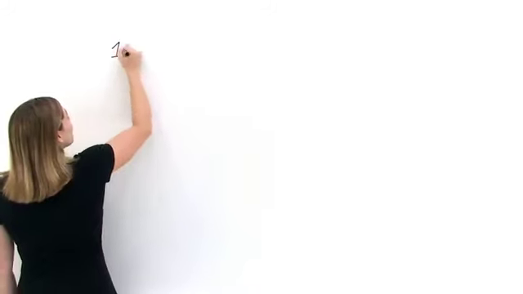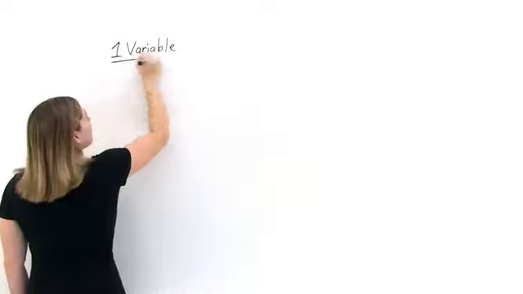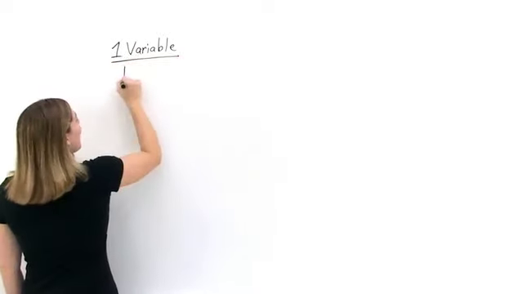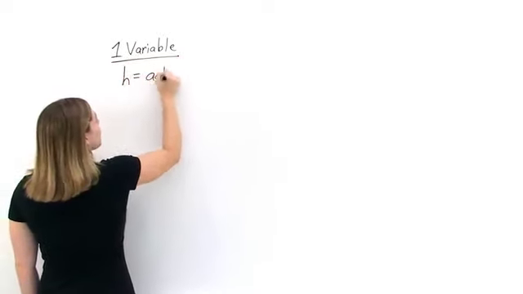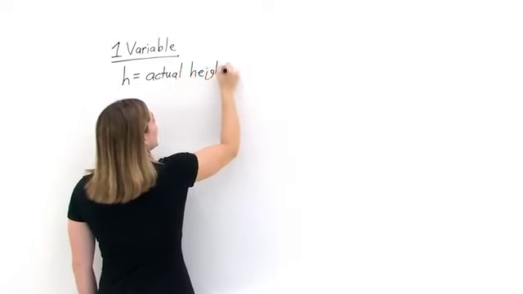Well, to find out what the actual height of the house is, we first need to pick a variable to represent that height. So, let's pick h. h will be equal to the actual height of the house, and we'll put this height in feet.